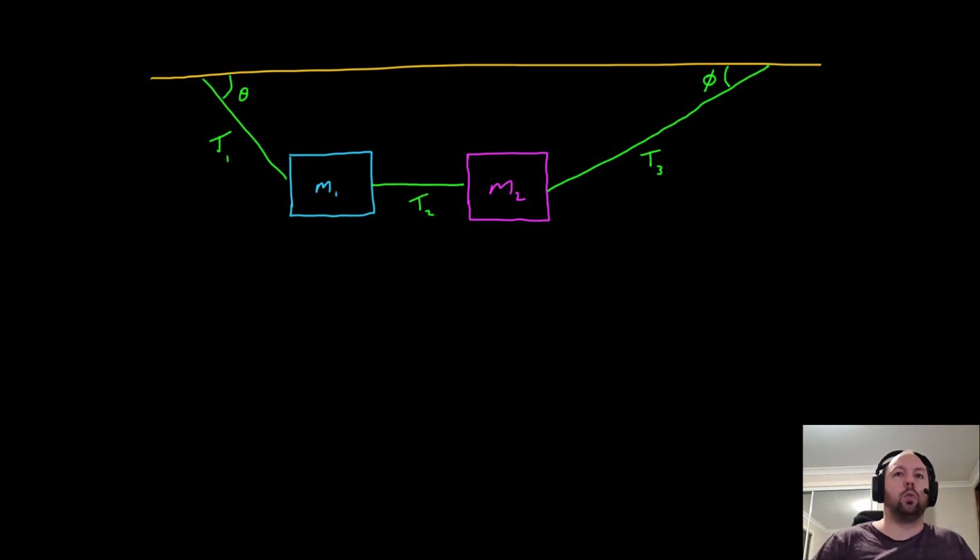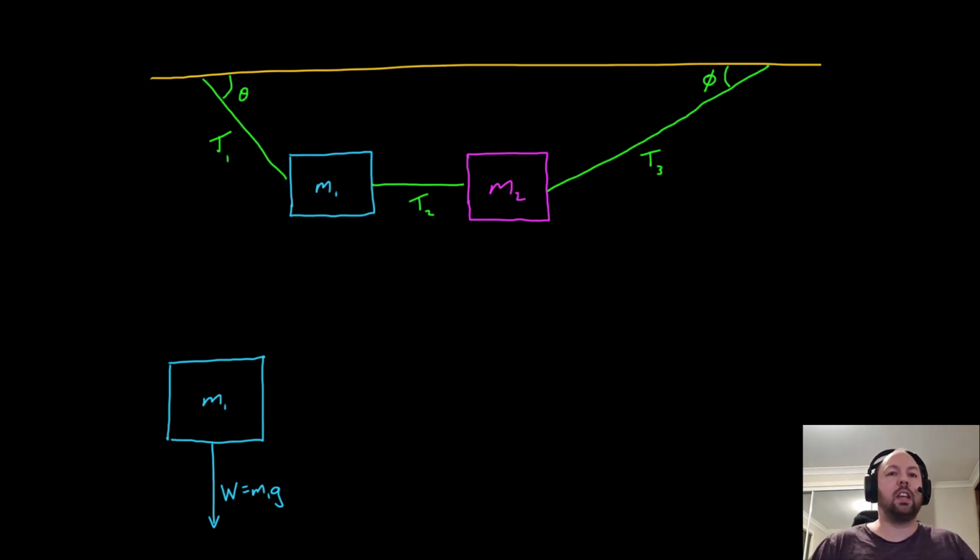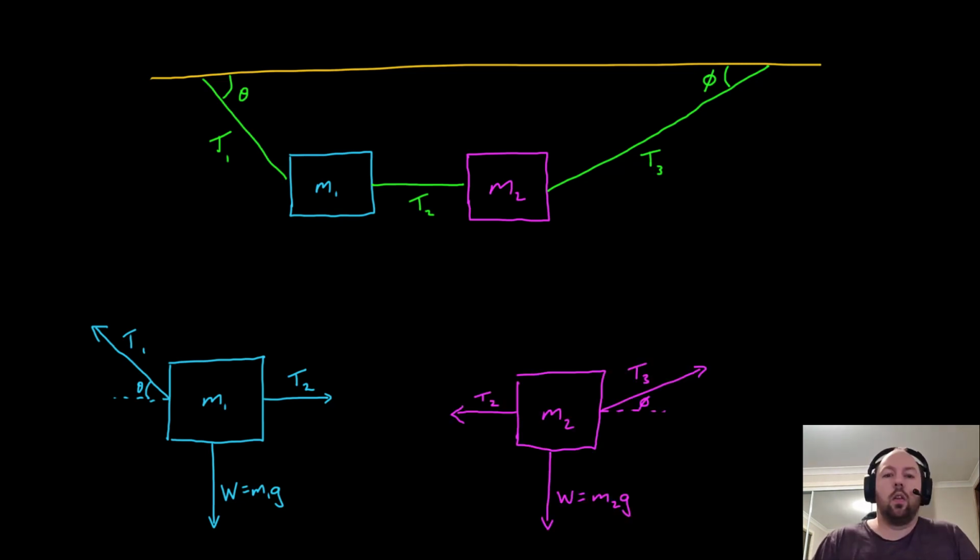In problems like this, you're asked to solve for what the tension in each of the ropes is. And you do this by separating it into two free body diagrams. If we consider our M1, then we have its weight equal to M1 times g acting down, the tension in the second rope acting to the right, and the tension in the first rope acting up at an angle of theta from the horizontal. For the second mass then, we have T2 acting to the left, its weight equal to M2g acting down, and T3 acting at an angle of phi from the horizontal.